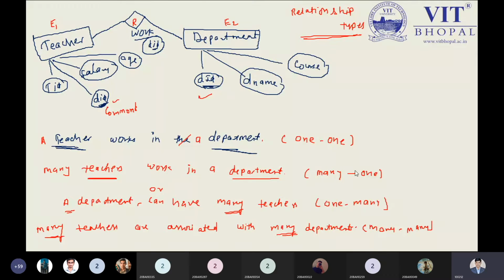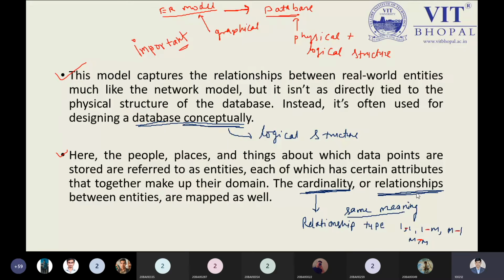After this point, this is only the theory portion, which describes that the ER model captures the relationship between the real world entities, much like a network model. But it is not an actual network model. It's just representing like the network model. It is not directly tied to the physical structure of the database. Instead, it is often used for designing the database conceptually. So when we have to design the database conceptually, that is the logical structure, then you will have a graphical tool, and that graphical tool is known as the ER model.